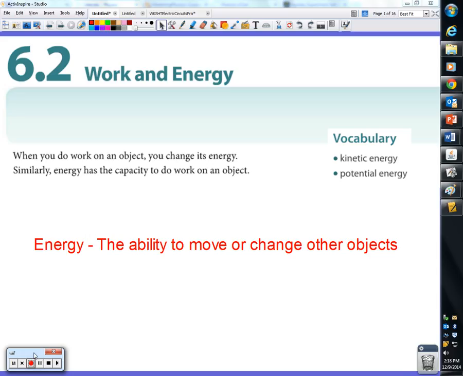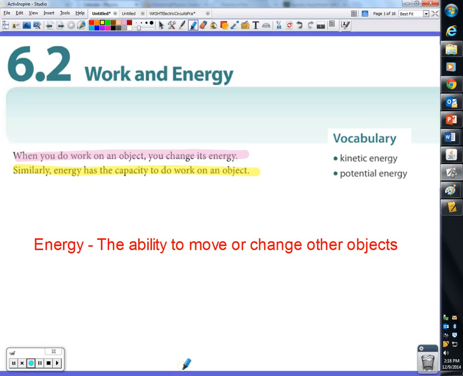All right, yesterday we got started in on section 6.2, and like the title suggests, 6.2 deals with the relationship between work and energy. We started off with those two statements explaining the relationship between work and energy. When you do work on an object, you change its energy. And similarly, energy has the capacity to do work on an object.